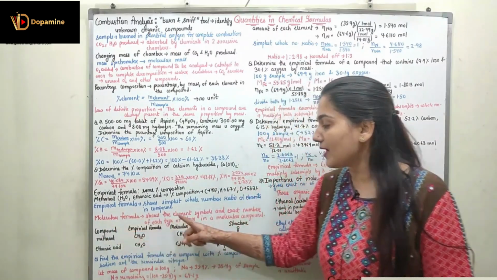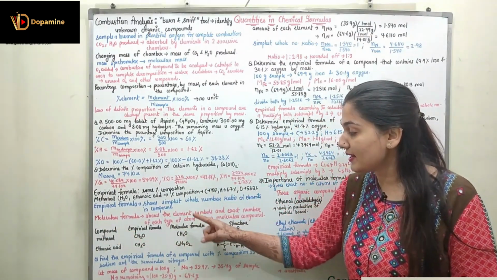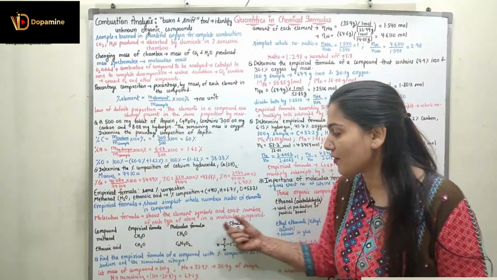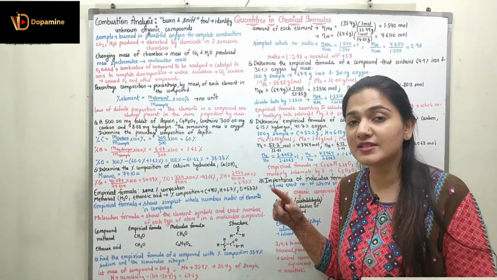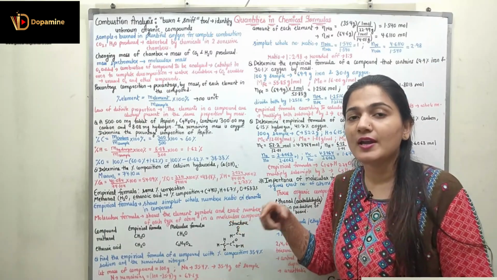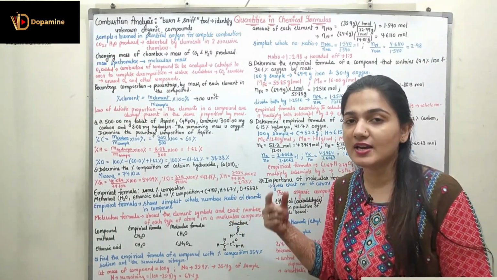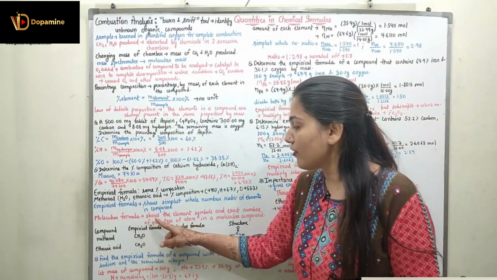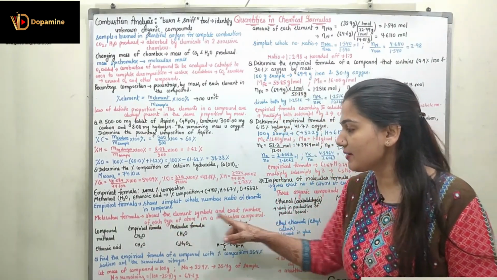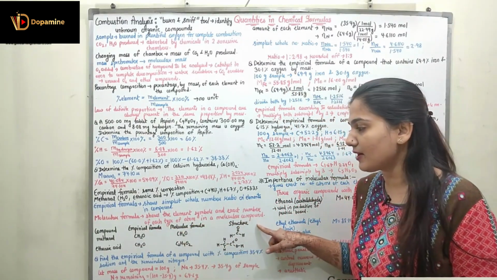Now in the molecular formula, we need to represent the exact number of each type of atom in a molecular compound. What is the exact number of each element? If I have C2H4, its empirical formula would be CH2 and the molecular formula would be C2H4. So a molecular formula shows the element symbols and exact number of each type of atom in a molecular compound.